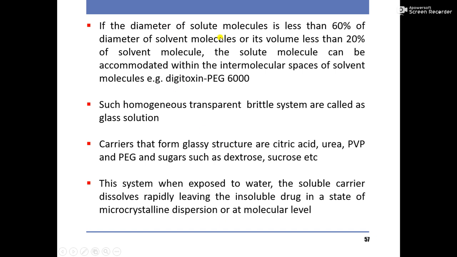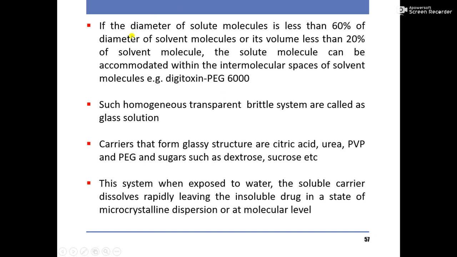If the diameter of the solute molecule is less than 60% of the diameter of the solvent molecule, or its volume is less than 20% of the solvent molecule, then the solute molecule can be accommodated within the intermolecular spaces of the solvent molecule. The classical example is digitoxin with PEG, polyethylene glycol 6000. Digitoxin is the drug which is used in the treatment of congestive heart failure, CHF.